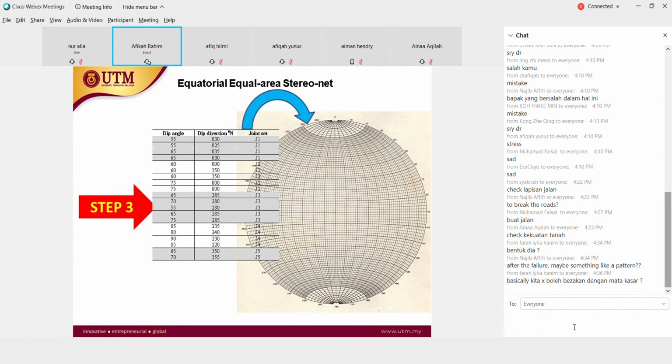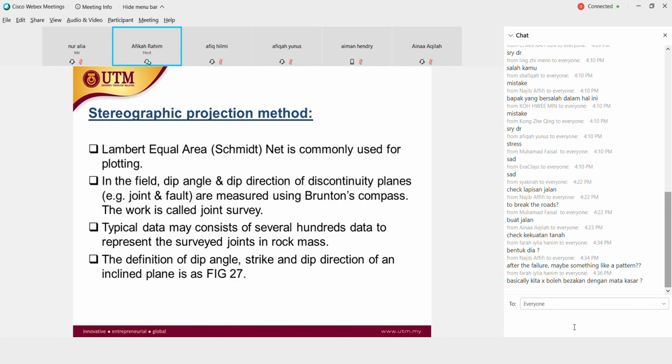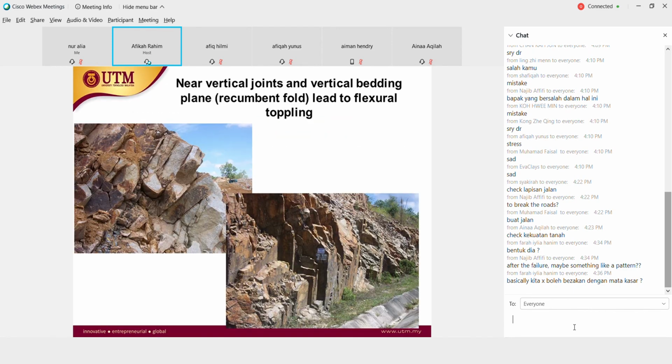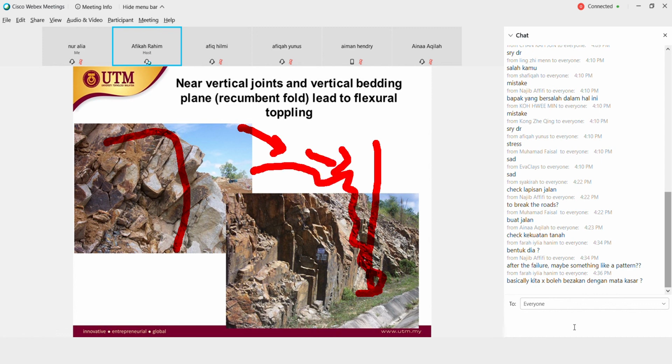stereonet. Basically boleh, kalau nak judge dengan mata kasar ni, with your naked eye, boleh macam ni. Kalau dia nampak sangat-sangat different macam ni, you boleh lah sikit-sikit say boleh lah, this one is bedding plane, yang ni memang flexural. Sebab kan tadi kita belajar flexural ialah dia menyebabkan kawan-kawan lain jatuh juga. This one, yang ni maybe plane failure.